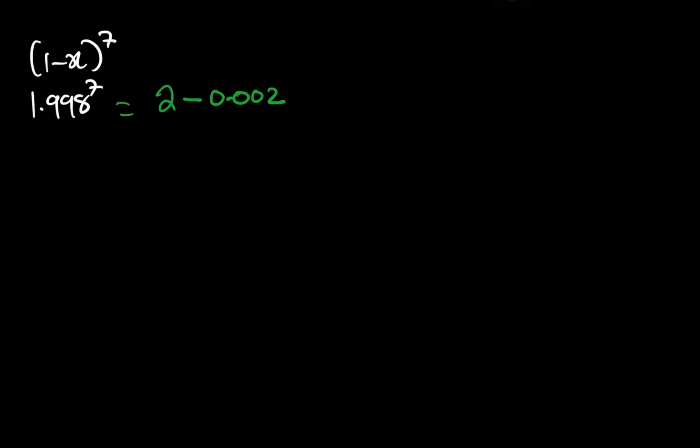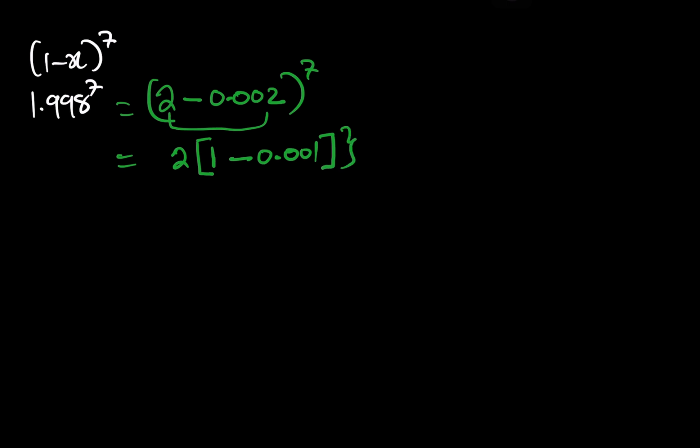0.002, and that will give us 1.998, and then that gives us to the power of the 7. But we can still further manipulate this. The inside, we can bring 2 out, and then you have 1 here minus 0.001, like this. And then everything is to the power 7. That way, the 2 can take on the 7. And then we also have 1 minus 0.001 also taking on the 7, like this.